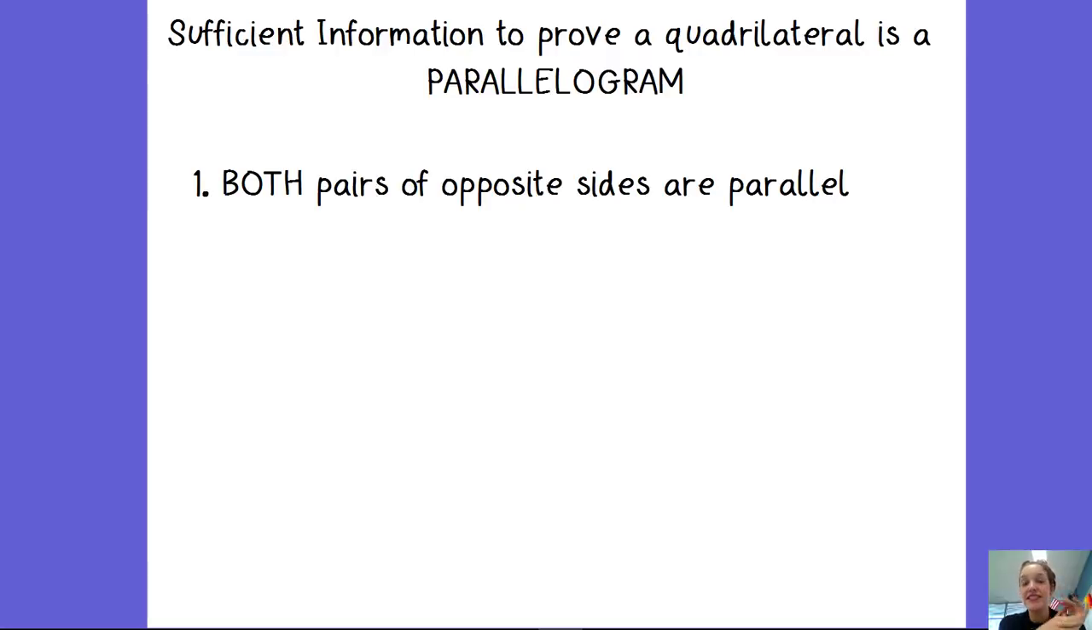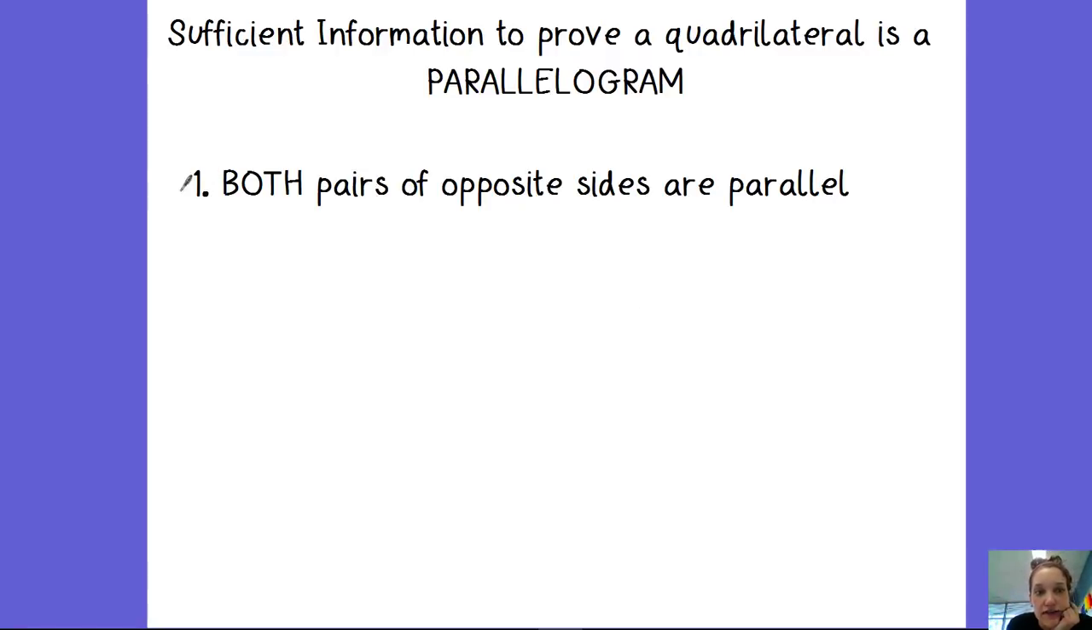I'm going to give you some pieces of information, and we're going to try and figure out, is that enough to say that it's a parallelogram? Do I have enough information? There are different conditions that, if you know that information and only that information, that is sufficient. Sufficient means enough. That's enough information to prove that it's a parallelogram. It's almost like a shortcut. If you just know this stuff, that's enough to say, aha, it's definitely a parallelogram.